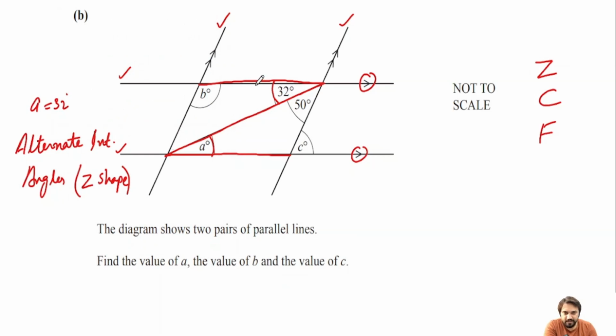We again have a Z shape angle. See, this is Z again. To calculate the value of C, this is our Z. So angle C and the whole angle, this one, they both are equal and they are called alternate interior angles. It means angle C is equal to 50 degrees plus 32 degrees. That would be 82 degrees.